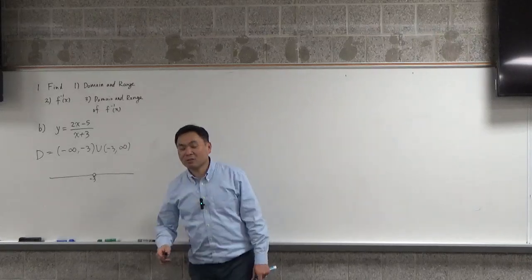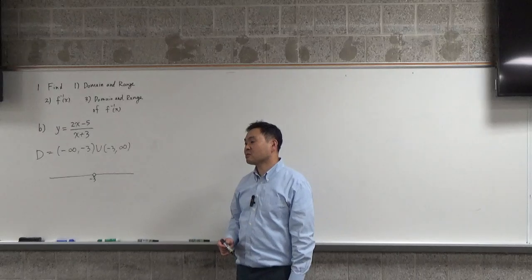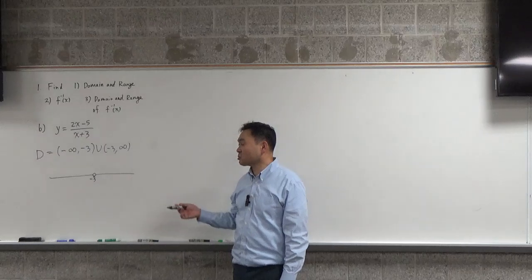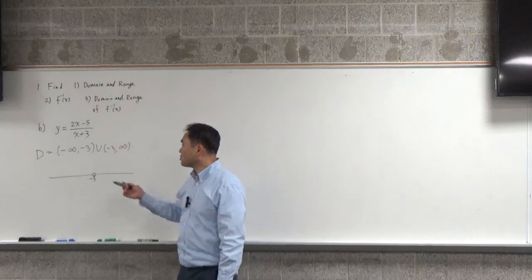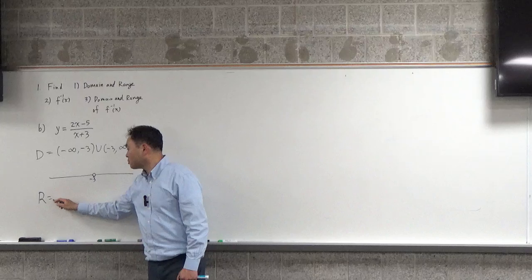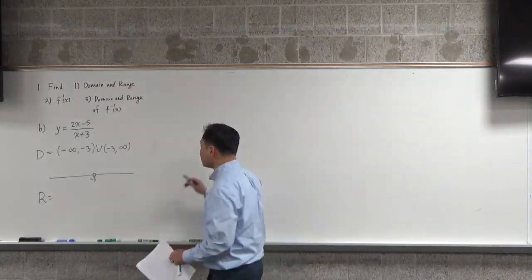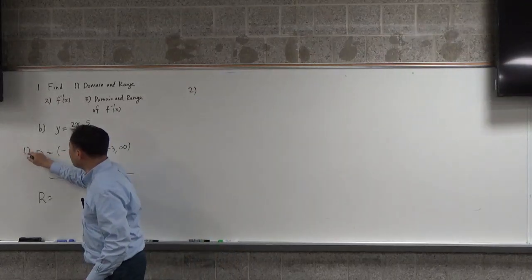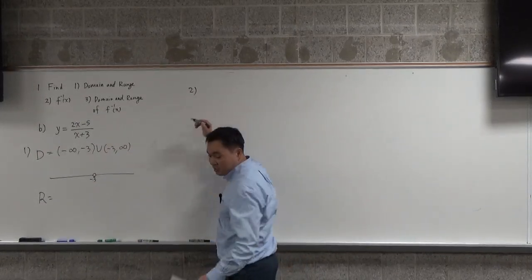What about the range? Well, range is always hard. There are very special occasions where you can just look at the graph and find the range. In most cases, you need to think about the graph to find the range. So we'll hold off on the range for a while, but let's just go straight to part 2 of the question. Part 1, this is the answer. And we're going to find the inverse of this function.